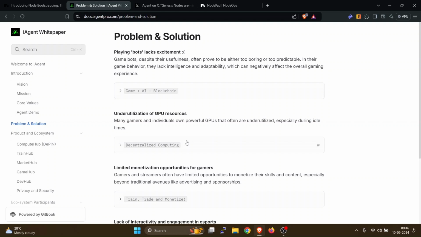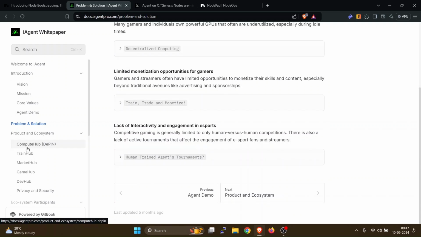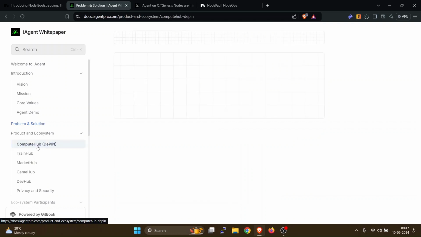So there is a huge barrier in traditional AI development due to the cost and complexity of training the models. But iAgent Pro solves this with a decentralized computing network that allows users to train and deploy their AI agents at a fraction of the cost. So let's see about the product and ecosystem.